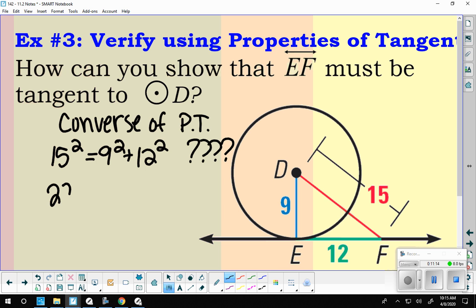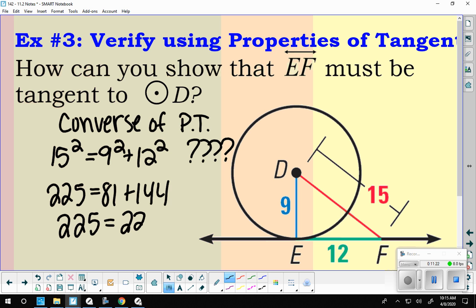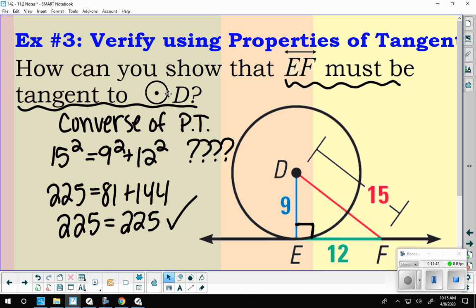15 squared is 225, 9 squared is 81, and 12 squared is 144. If you add 81 plus 144 together, you do get 225. That's a true statement, right? 225 equals 225. Therefore, we know that this is a right angle, and therefore we know that line EF must be tangent to circle D. So that's all you need to show. You need to show that the Pythagorean theorem holds true. If it doesn't, and you get two things that aren't equal, then it's not tangent.